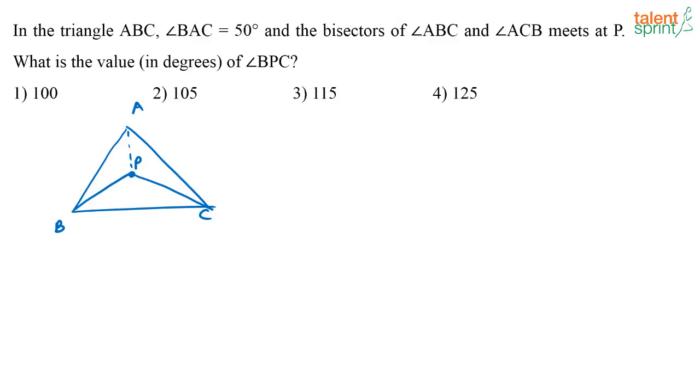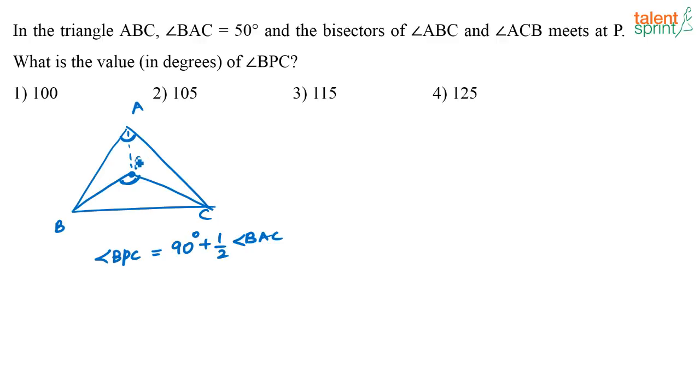So the property is this. See, angle BPC, that is this angle, is equal to 90 degrees plus half of angle BAC. Yes, this angle is equal to 90 degrees plus half of this angle. So if you know this property, solving this question is very easy.